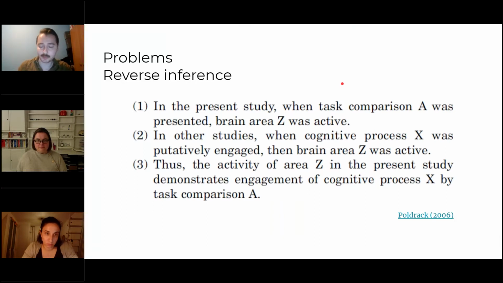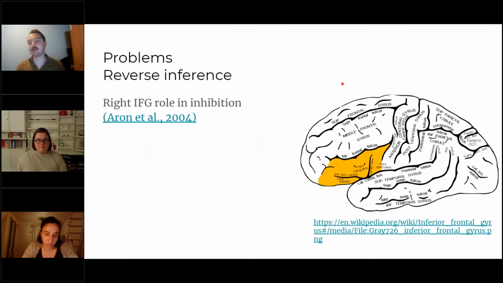To give you maybe a more concrete example, let's imagine that I did a visual task where I just asked people to identify different faces. Let's stick to faces. And I observed that there has been activity in the right inferior frontal gyrus. This is the left one, but I couldn't find a nice picture of the right one. And I want to explain why that was.